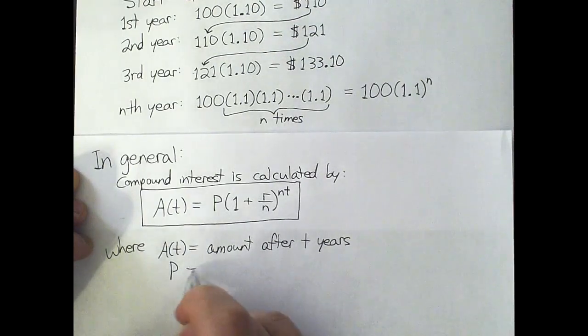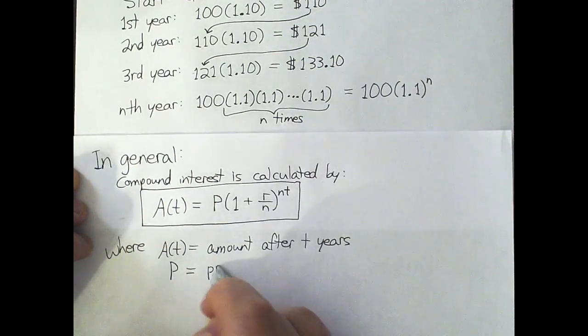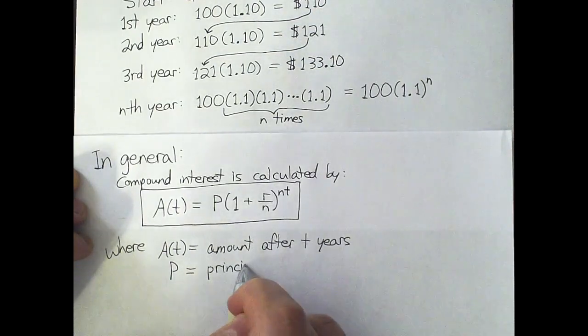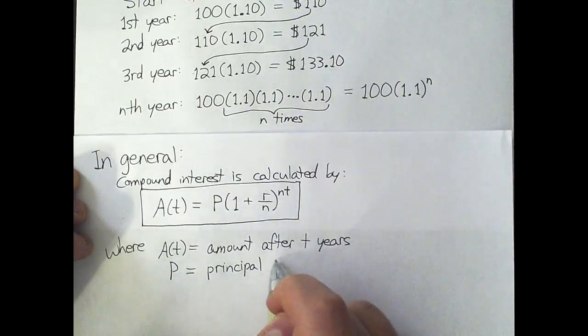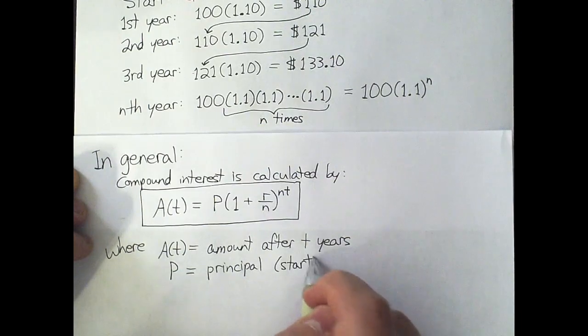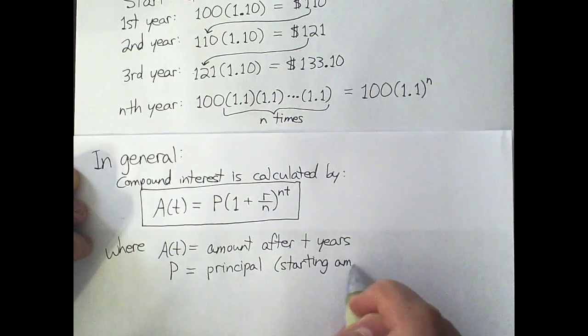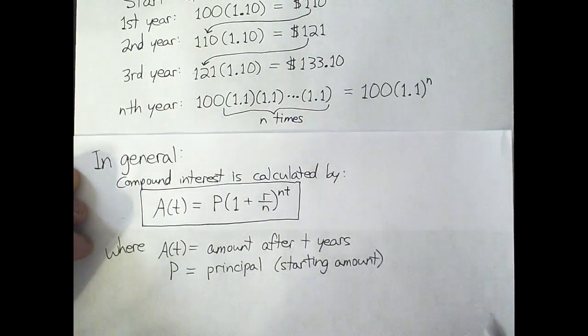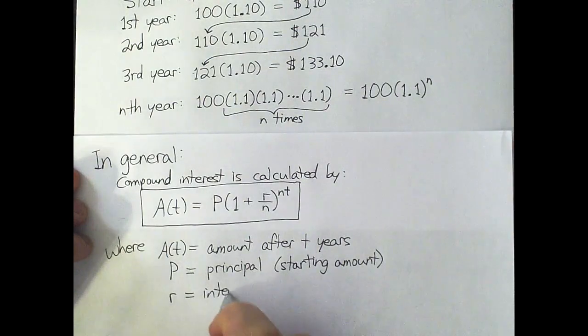Capital P stands for principal. Principal is just another word that means the starting amount. So now we're thinking of maybe you're making an investment or you're taking out a loan, and the word principal means what amount of money you are starting with. Lowercase r is the interest rate per year.